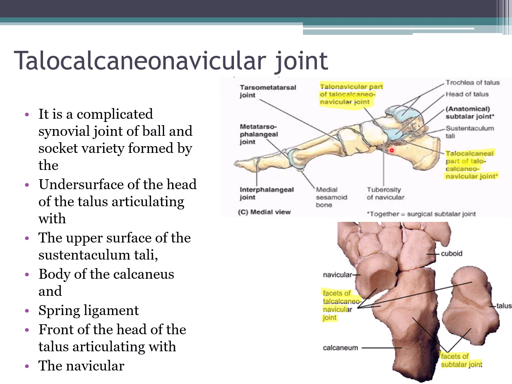in front of the head of the talus, which articulates with the navicular bone. This is the navicular bone. So we have already said that this talocalcaneonavicular joint is made up of two parts. One is the talonavicular part, which is formed by articulation between the head of the talus and the navicular bone, and then the talocalcaneal part of the talocalcaneonavicular joint, which is formed by the undersurface of the head of the talus with the upper surface of the sustentaculum tali and the body of the calcaneum.